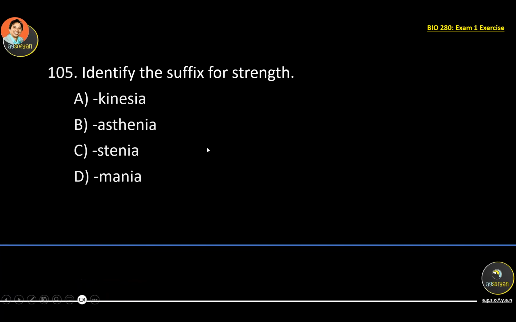Identify the suffix for strength. Strength. Strength is asthenia.